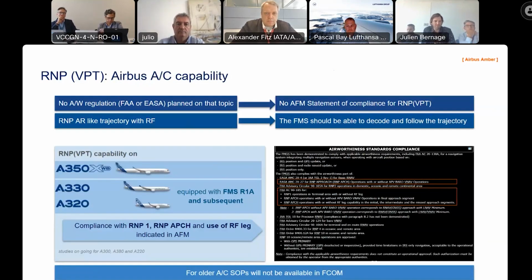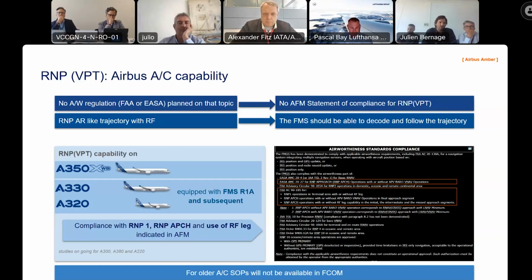In terms of compliance regarding Airbus aircraft, I would say more capability: is the aircraft capable or not of flying it? Because with RNP VPT, there will be no airworthiness regulation, so we cannot have a specific AFM statement of compliance for RNP VPT. But what we see is RNP VPT is an RNP AR-like trajectory with RF legs. So the systems, and mainly the FMS, should be able to decode and follow this trajectory.